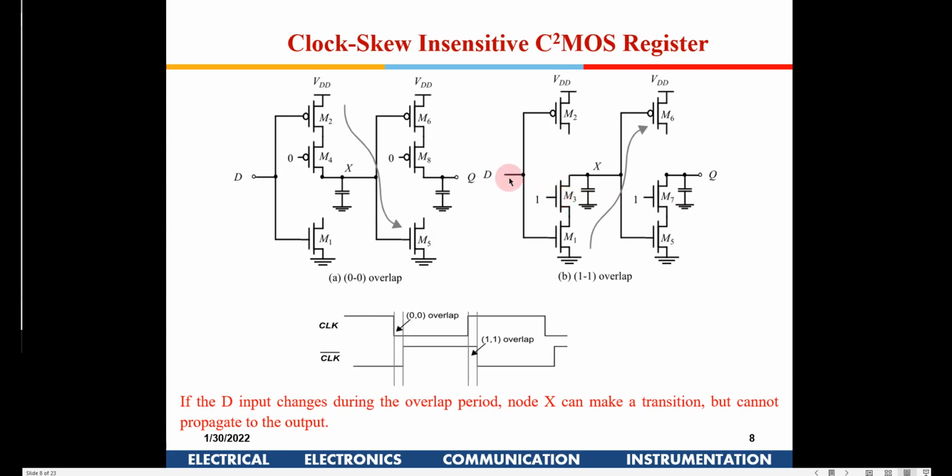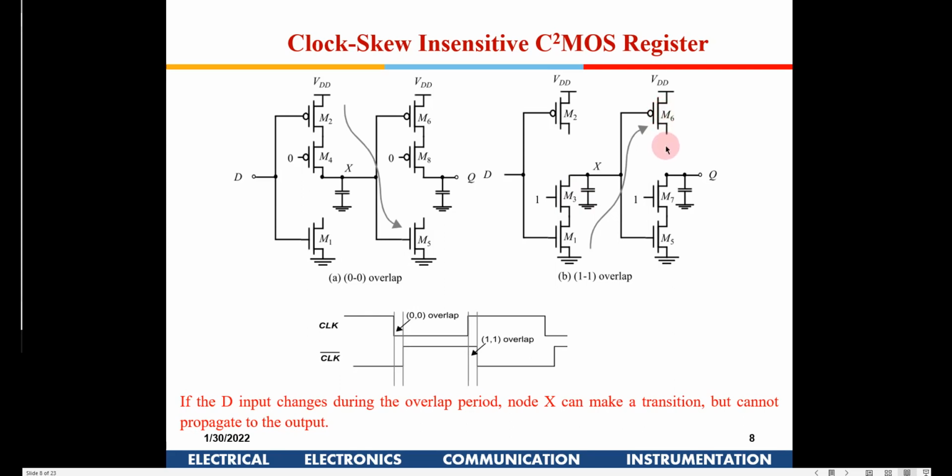So let's assume initially D was 0 out here, right? So this will be 1 and this will be 0 out here. Now in case D changes from 0 to 1 out here, this transistor will be switched on and this node will be pulled to 0. So if this is pulled to 0, M6 will turn on.